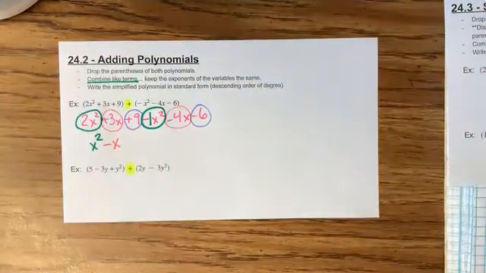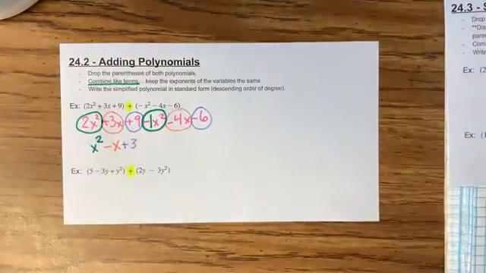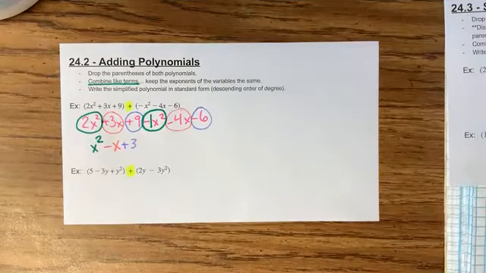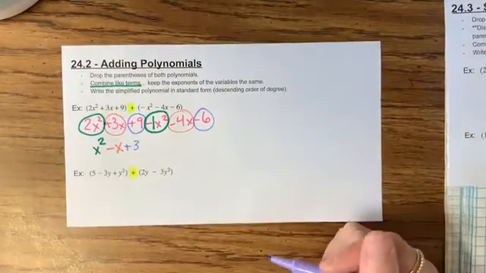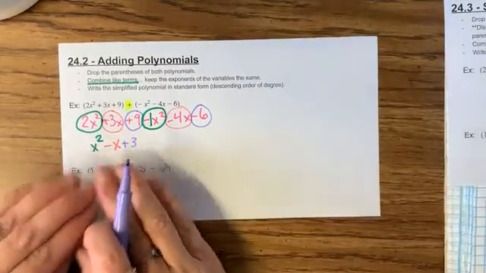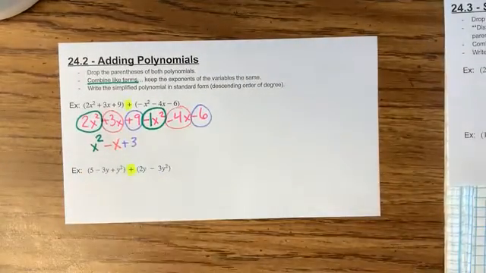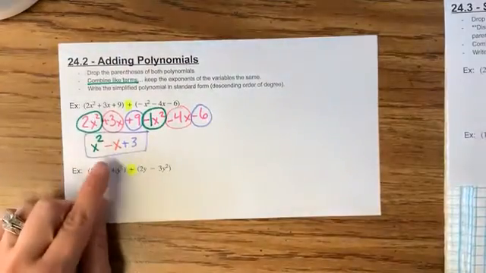What does that give me? 3. So I've got to put plus 3. You can't just put a 3 there. Since it's positive, you got to put a plus 3. This is now adding the polynomials together, where you're just simplifying the expression down, combining those like terms together. That's it. And this is in standard form.